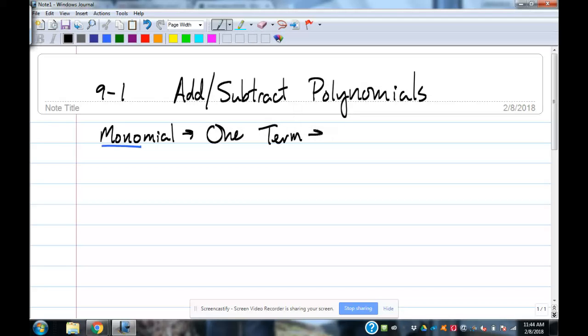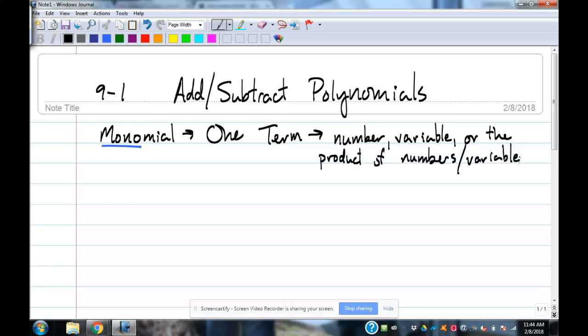And that term is a number, a variable, or the product of numbers or variables. Product is what kind of math? Multiplication. For it to be a monomial, when we're talking about terms, there will be no addition or subtraction. Okay, if it's a monomial, one term, no addition and subtraction.